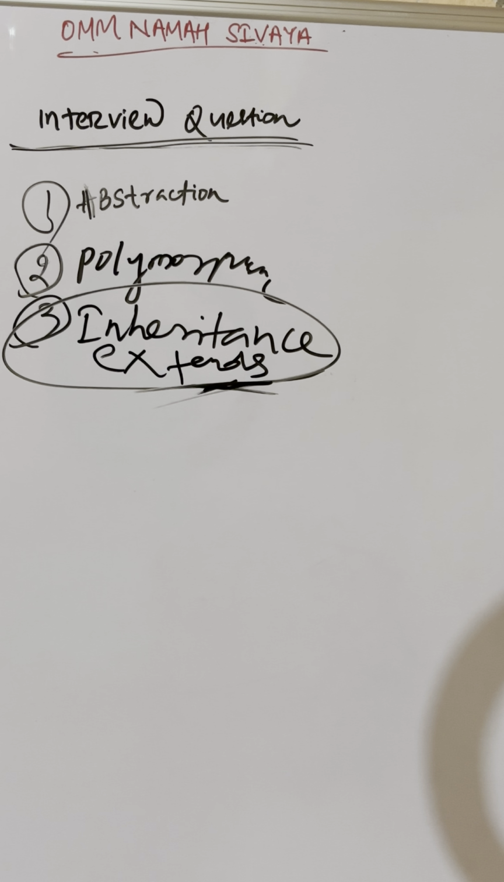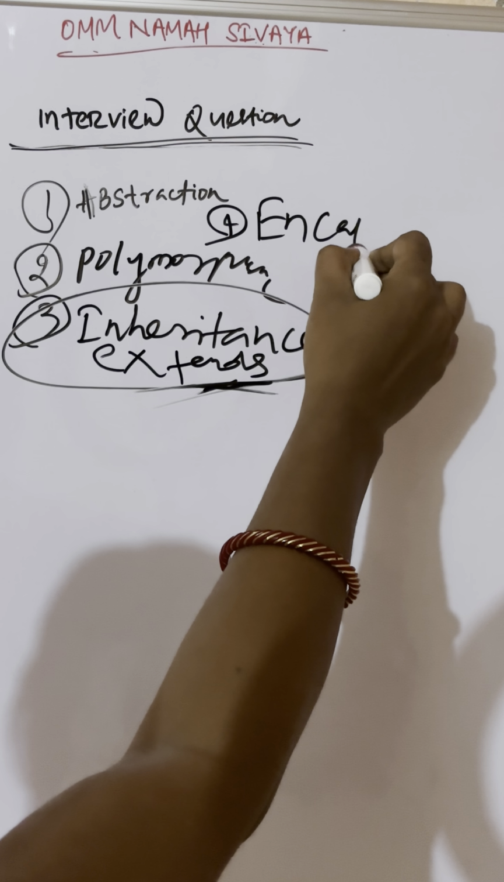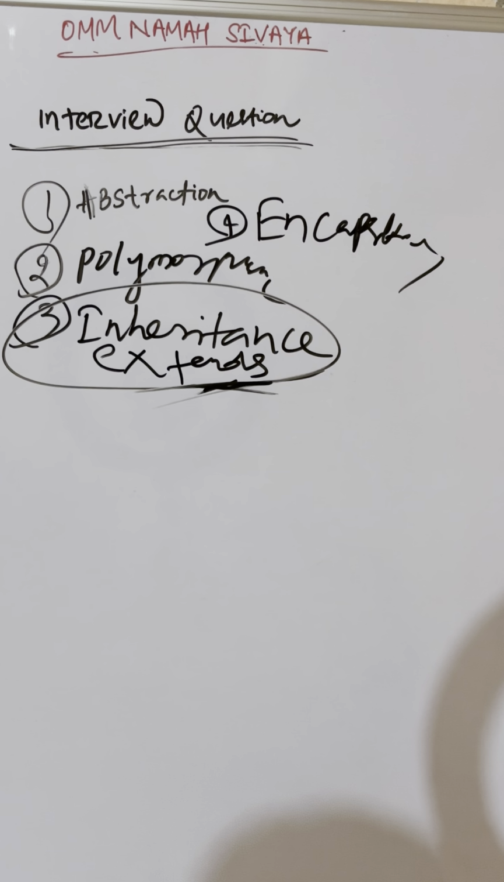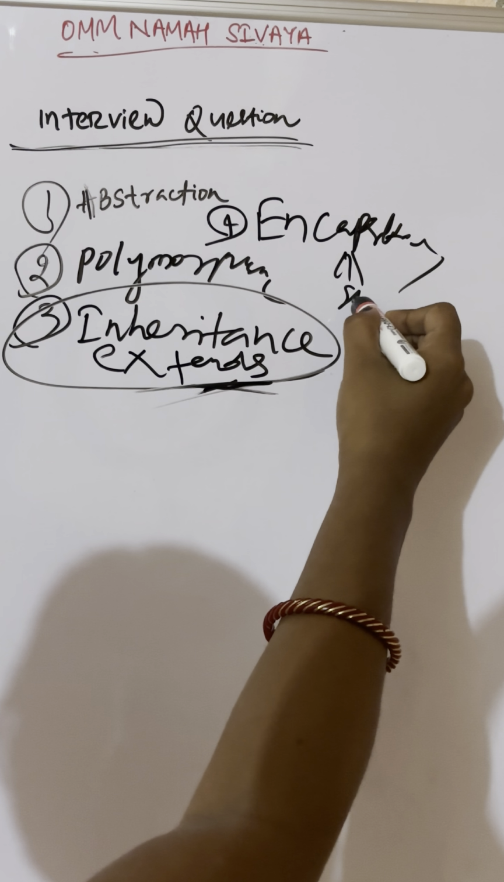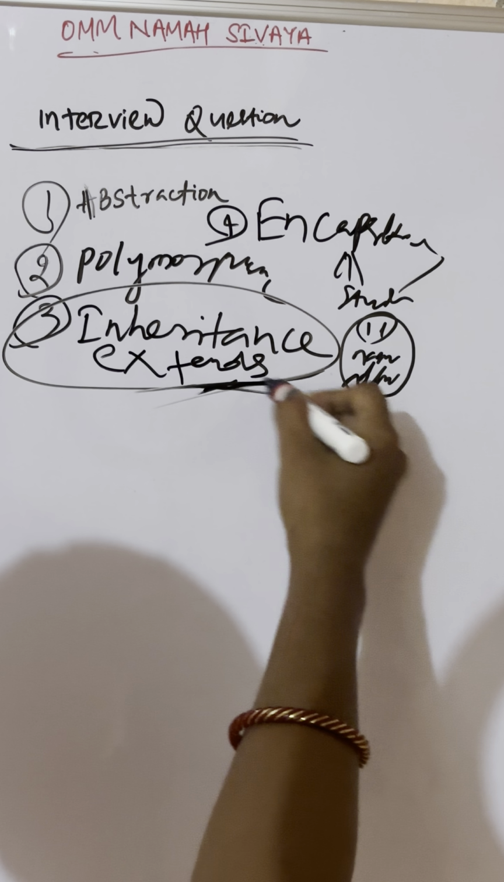Next is, what is encapsulation? Encapsulation means we encapsulate. Let me tell you one example in Java, like student. We have student ID, student name and student address. All these things come under student.